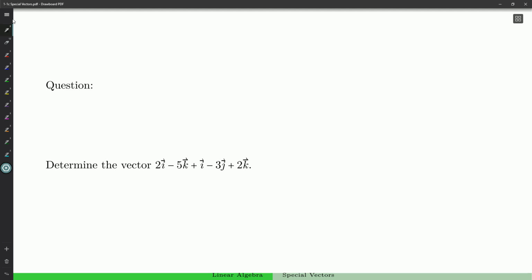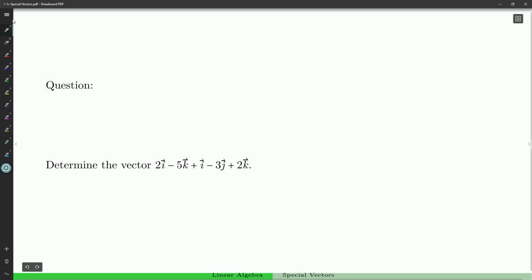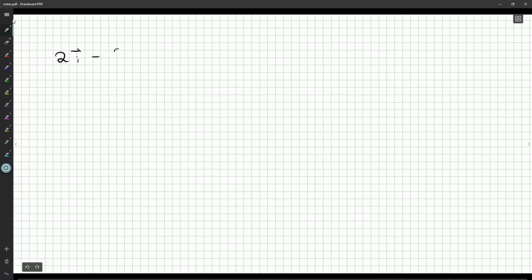Determine the vector 2i minus 5k plus i minus 3j plus 2k. We know that if you just have i's, j's, and k's, the coefficients of the i's become the first component, the coefficients of the j's become the second component, and assuming that there are k's, the coefficients of the k's become the third component. Now there are a couple ways to do this question.